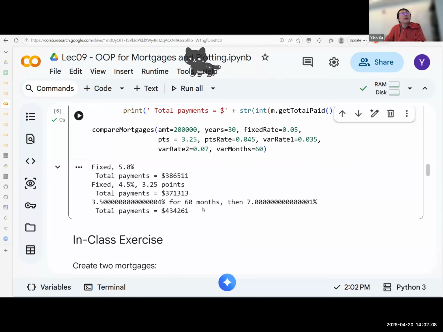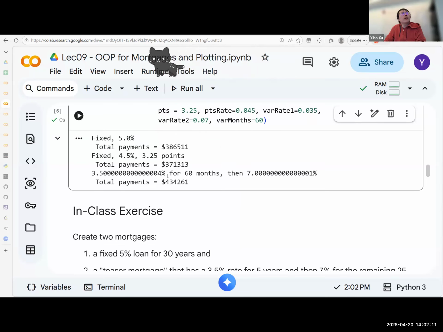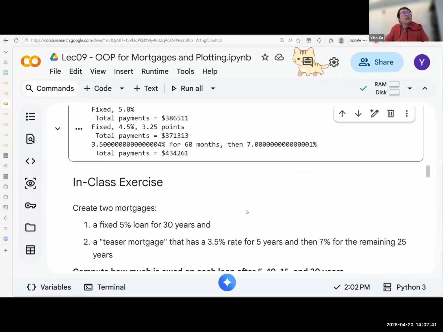So this time, we notice that the most payment that you have to give among the three loans is actually now the two rates one. Okay, so the 3.5% teaser rate doesn't really help you much. So you would end up paying roughly 50K more compared to the fixed term.